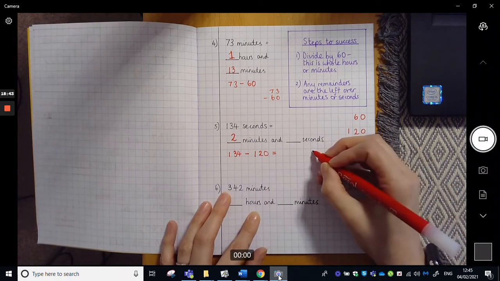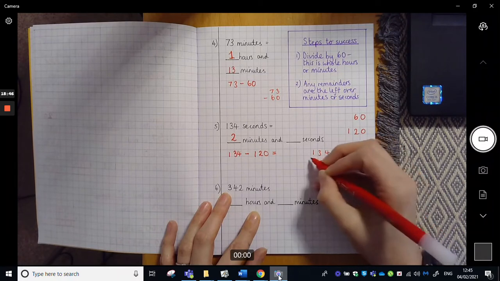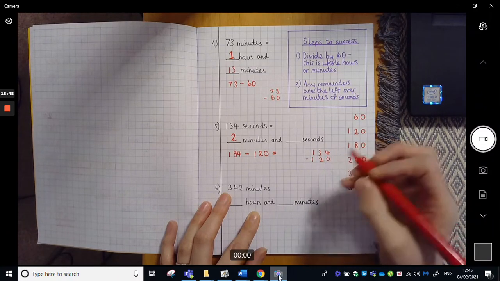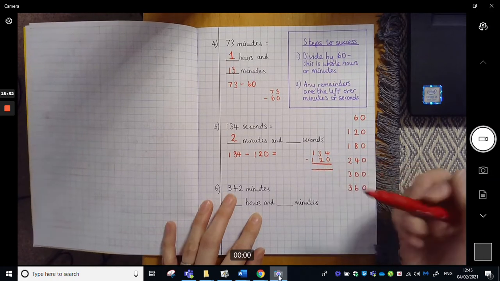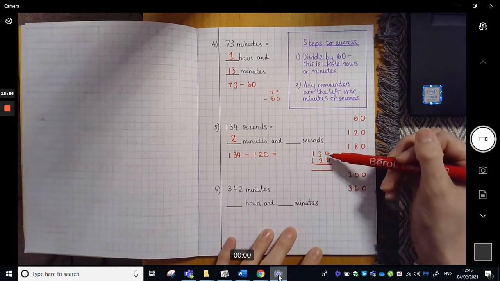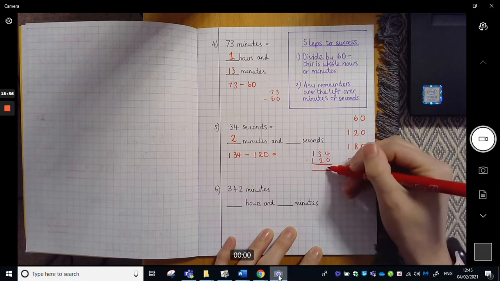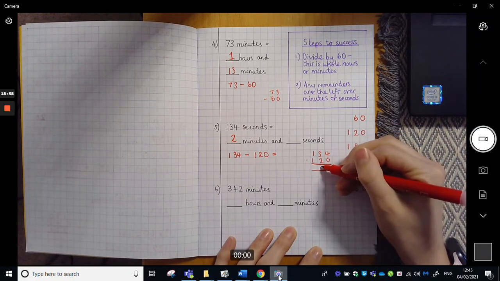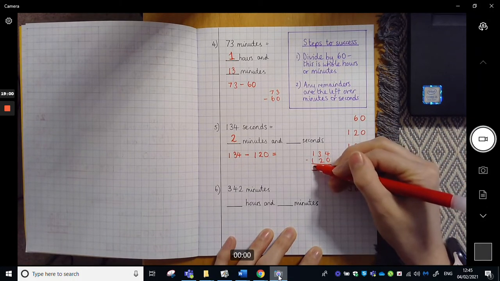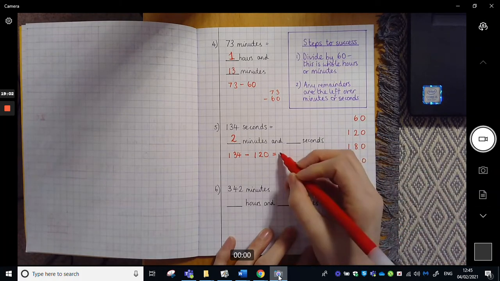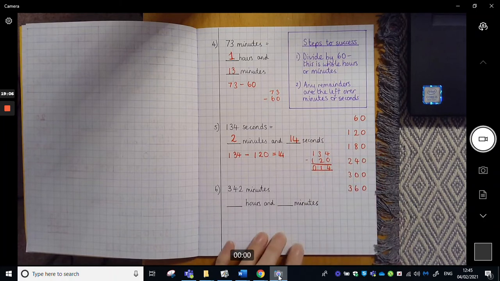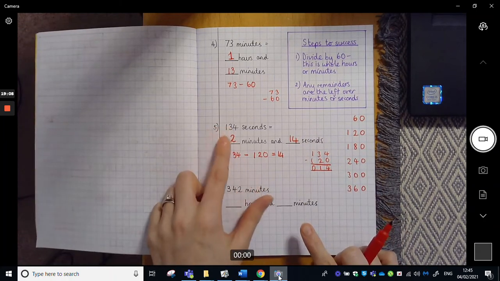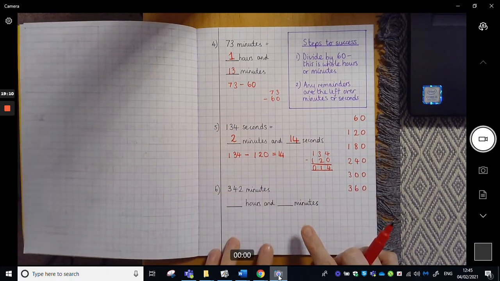So again, you can do this as a calculation. Let's just do that together just to show you. Hopefully you can use a ruler at home. I do apologise, I don't have one right now. So 4 take away 0 is 4, 3 take away 2 is 1, and 1 take away 1 is 0. So that gives me 14 seconds left over. So that one goes in here. So 134 seconds is the same as 2 minutes and 14 seconds.